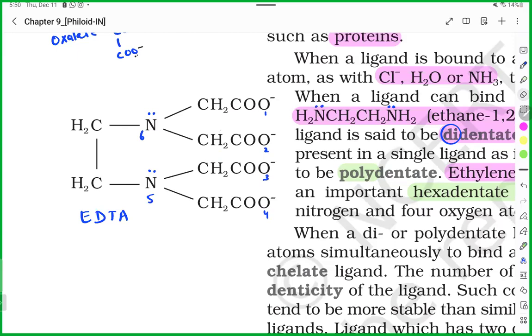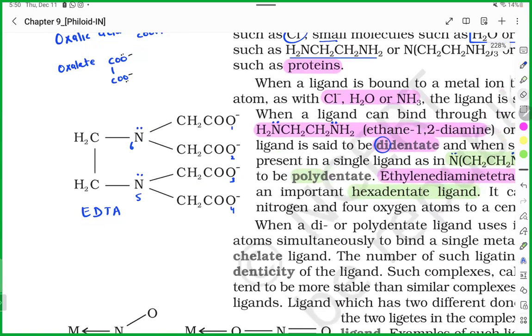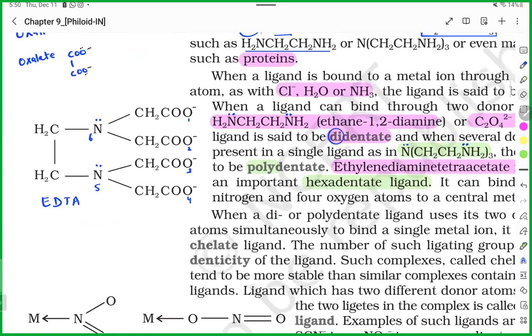Don't hesitate if you feel, sir, I'm not able to understand. Four oxygen and two nitrogen, total. So a total of six donor sites are present here in this situation.